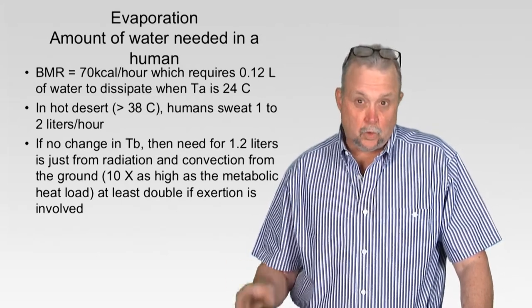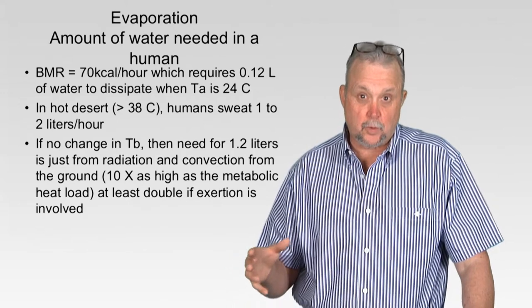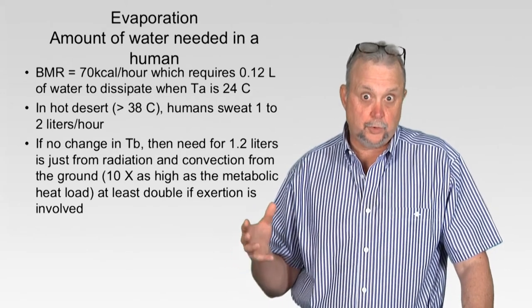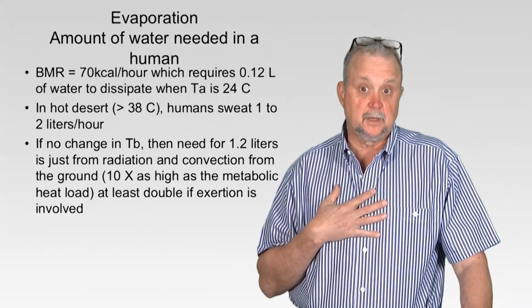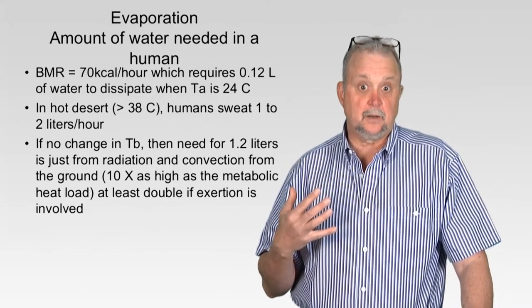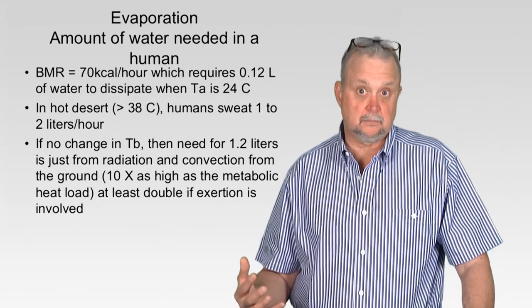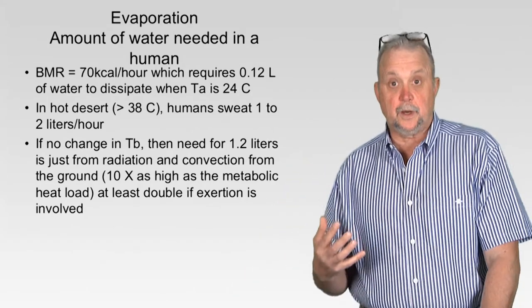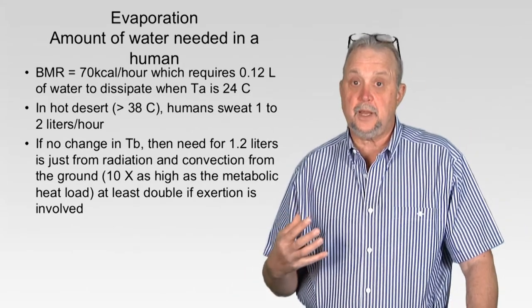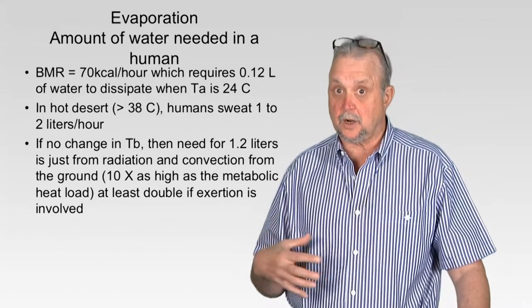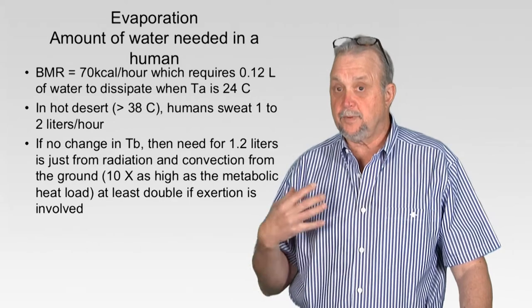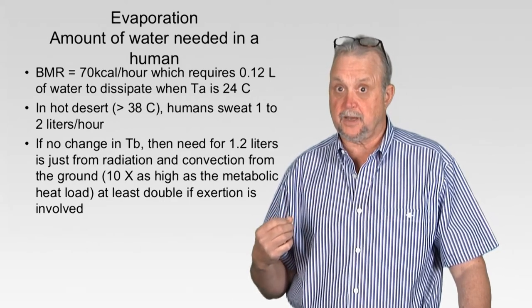If I were to warm up this room, or you were to warm up your room to 98.6, which is our body temperature, you're going to need to sweat 1 to 2 liters per hour. So think about that. We are producing way more heat than we really need to maintain our body temperature. Our organs, always being active, produce a tremendous amount of heat.